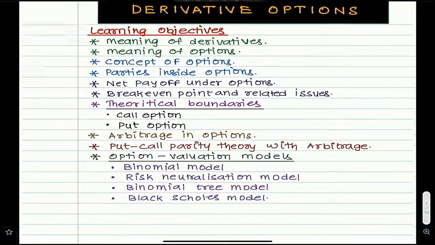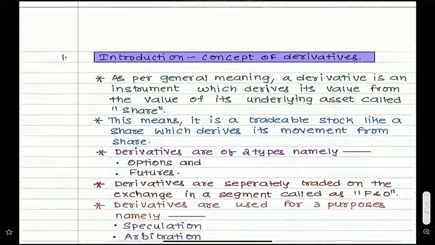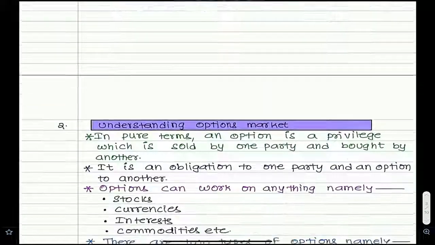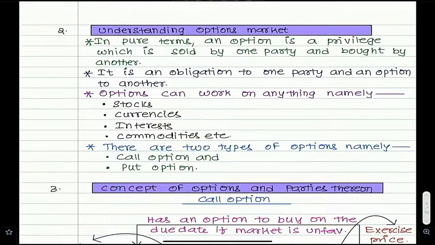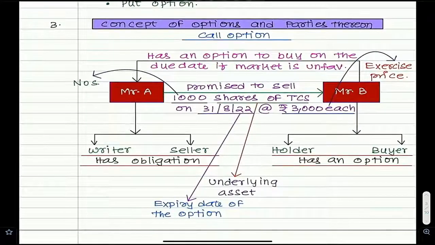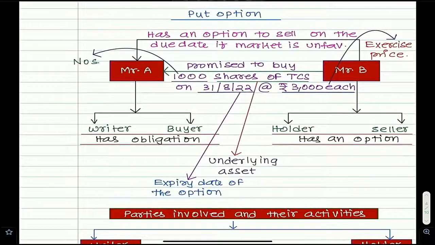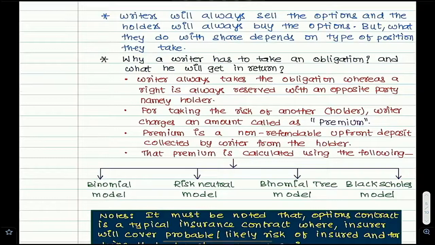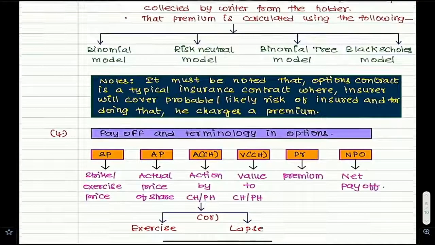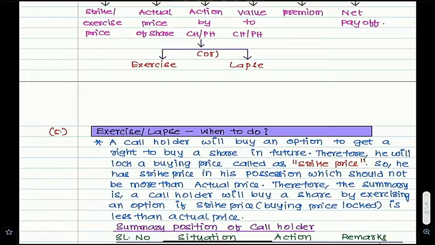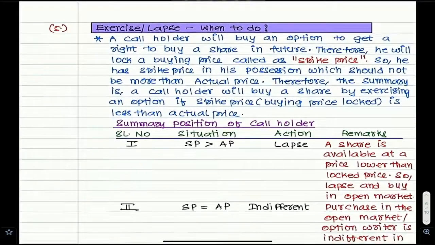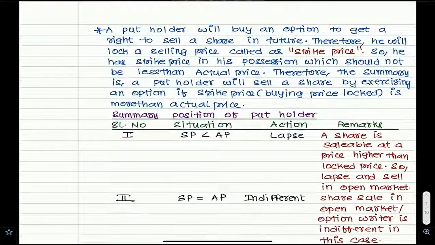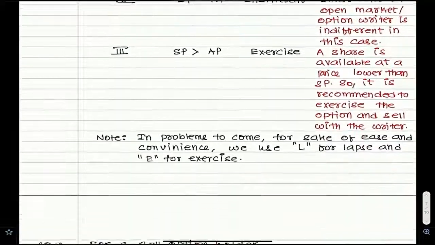So let me first put out how the notes have come with regard to the basic concepts. I have first made an introduction on the concept of derivatives, later understanding of the options market, later the concept of call options and the parties, put options and the parties involved in their activities, notes on that, and lastly the models. So the payoff and terminology, exercise and lapse, when to do, when not to do with explanation, everything I have done, and put options also like that, when to lapse, when not to lapse.